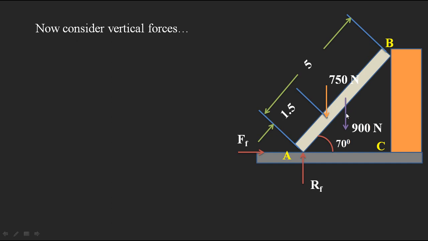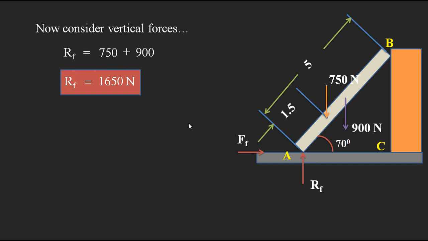So here 750 and 900 are both in the same direction, and RF is in the opposite direction. According to the equilibrium condition, the sum of all the forces is equal to 0, or the opposing forces are equal. So RF is equal to the sum of the two forces opposing it, that is 750 plus 900 newtons, which gives you 1650 newtons of the normal reaction, which is due to the friction between the ladder and the ground. So that is the value of RF.